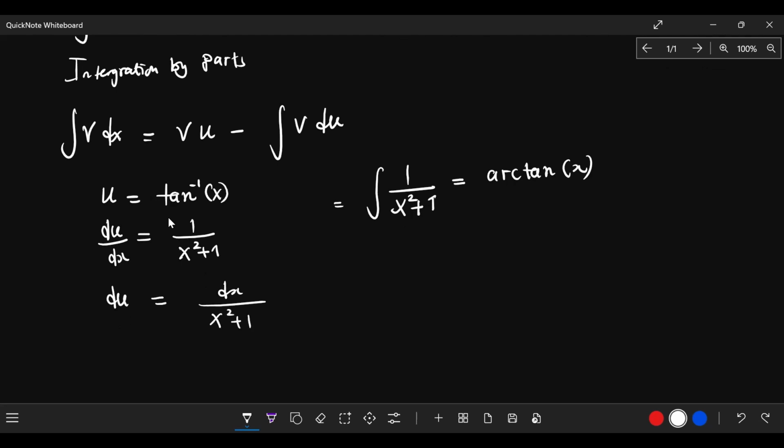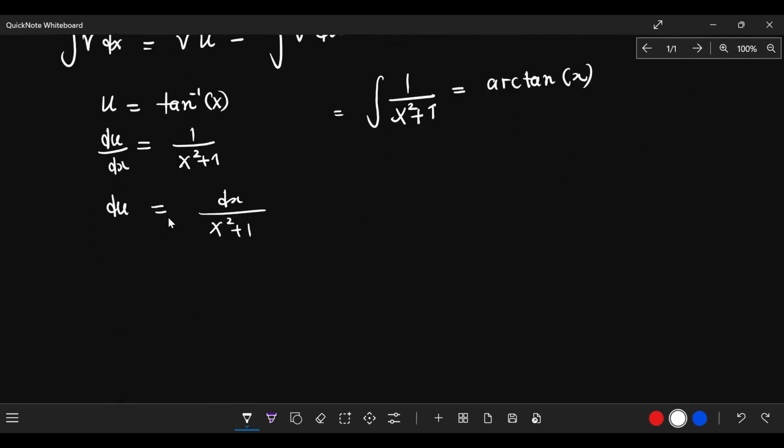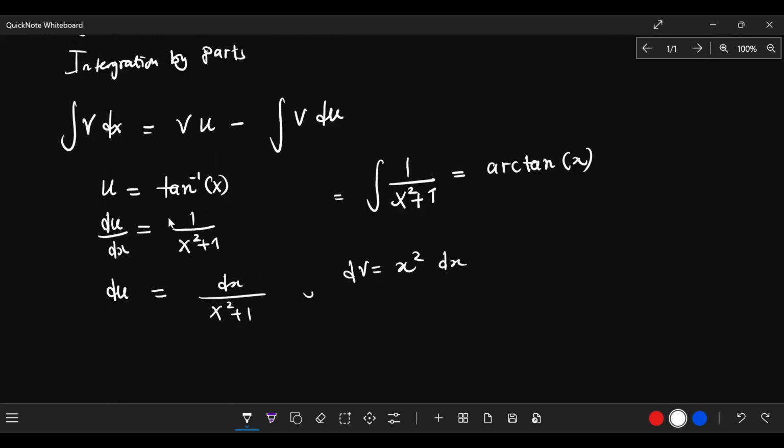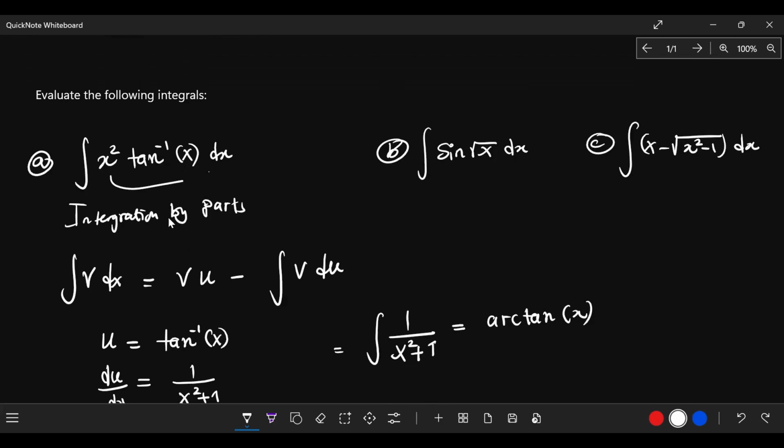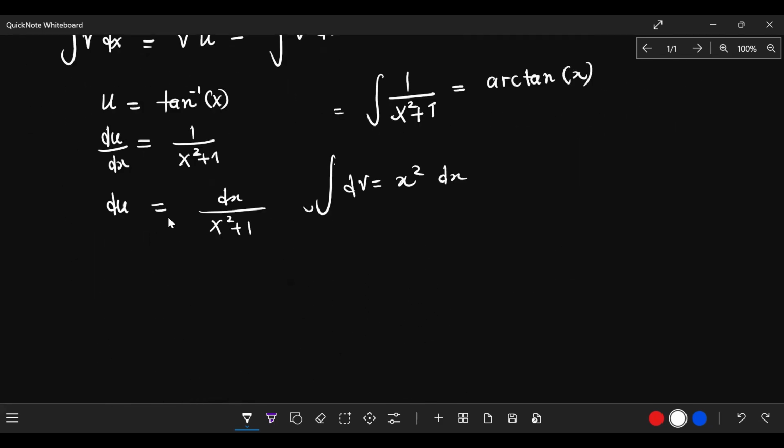Okay. Next, I've picked out my u from this, right? What remains is my dv. So my dv is what remains there, x squared dx, isn't it? Okay, I think that's what I have from there. x squared dx, these two. Okay, so I need to get a v. For me to get a v, I need to integrate dv. So my v is equal to the integral of x squared dx.